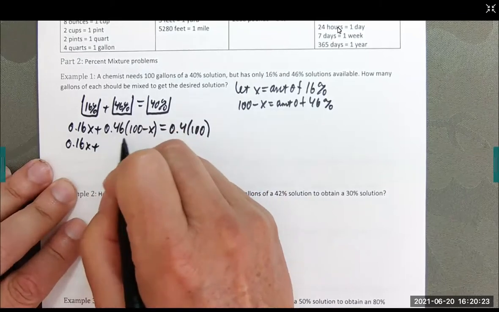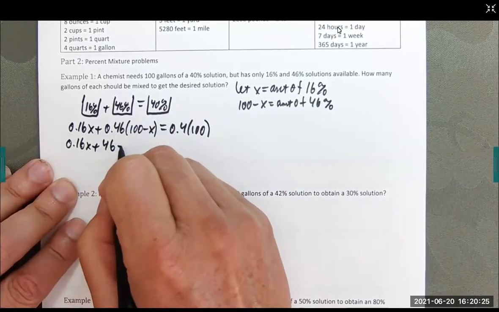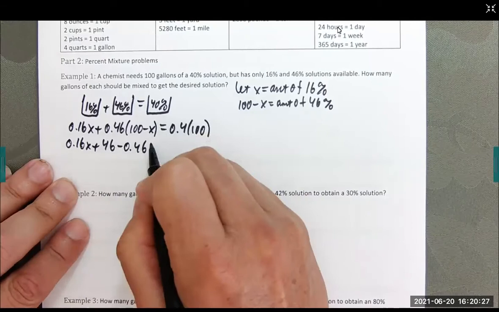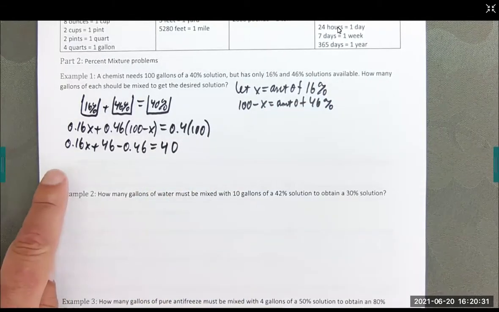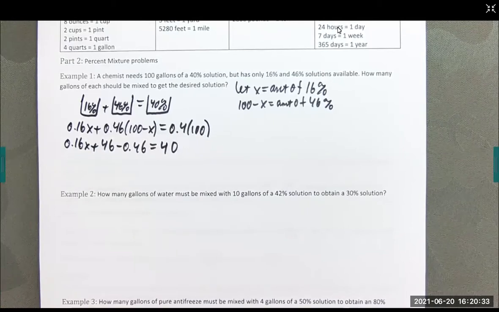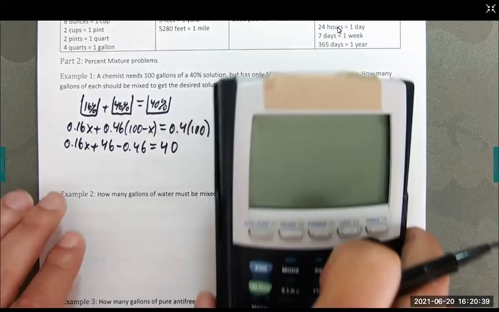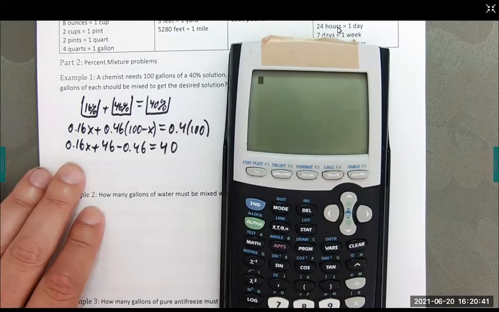0.46 times 100 is just 46. Now, I do want to point out that you could multiply through by 100 to get rid of the decimals, but we really don't need to do that since we have a calculator. And let's combine up our like terms. So I'm going to go 0.16 minus 0.46, it's negative 0.3.